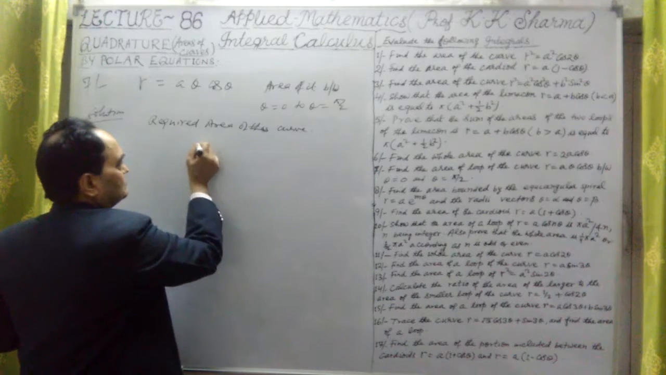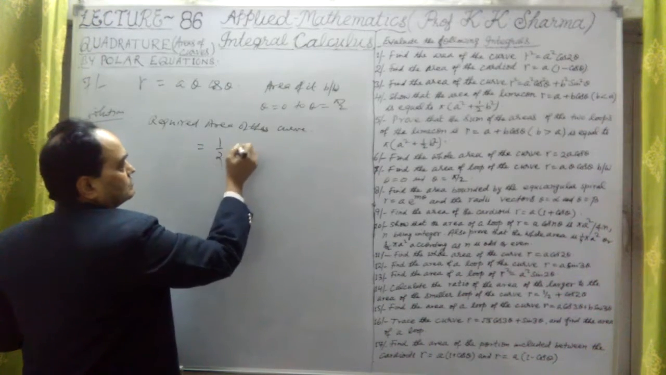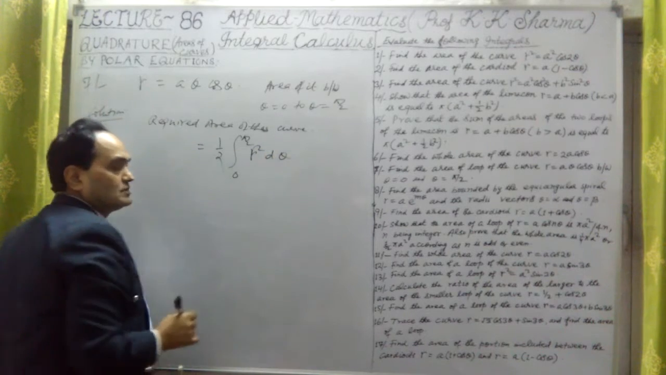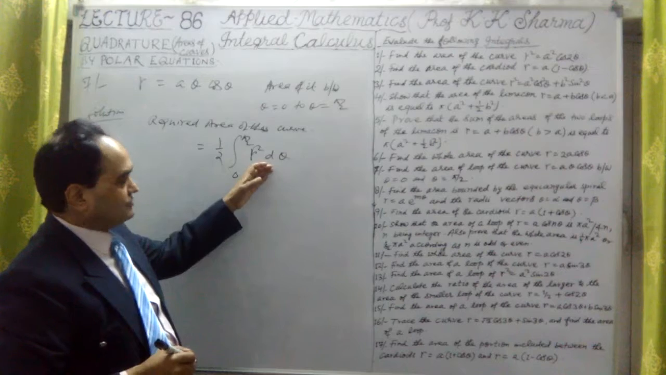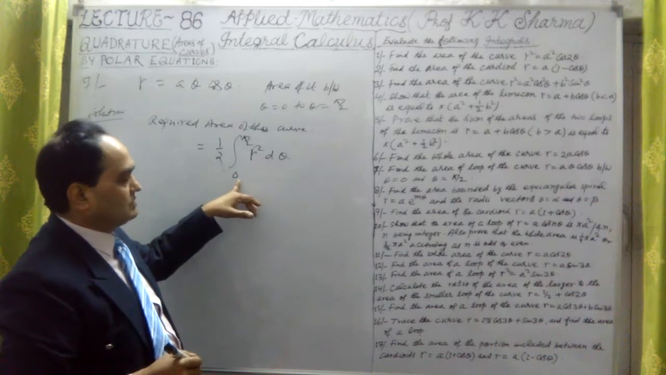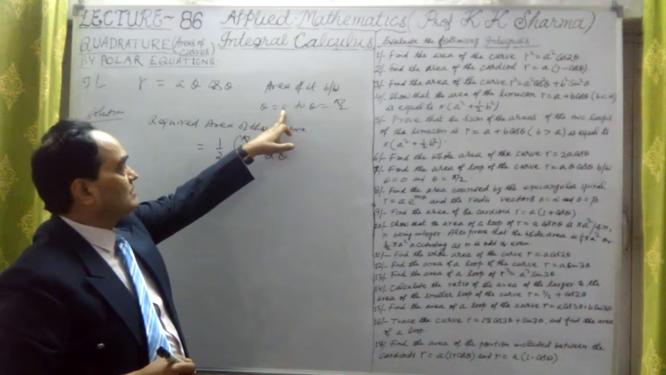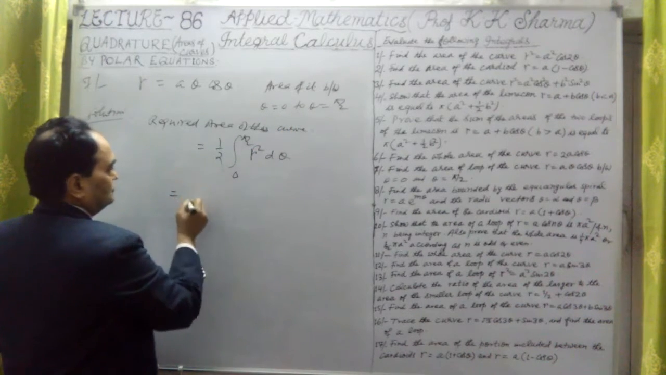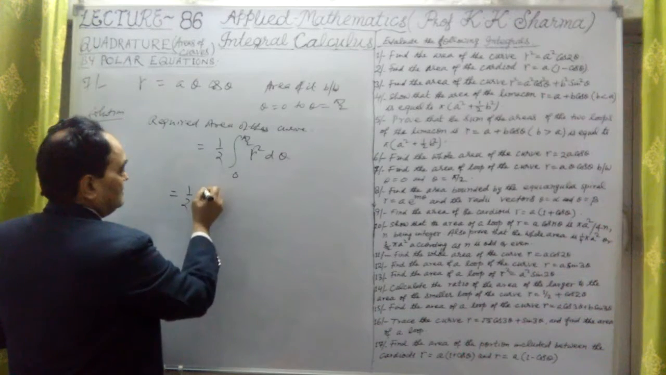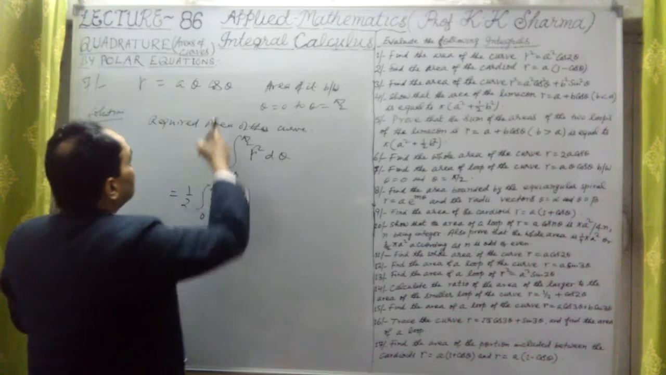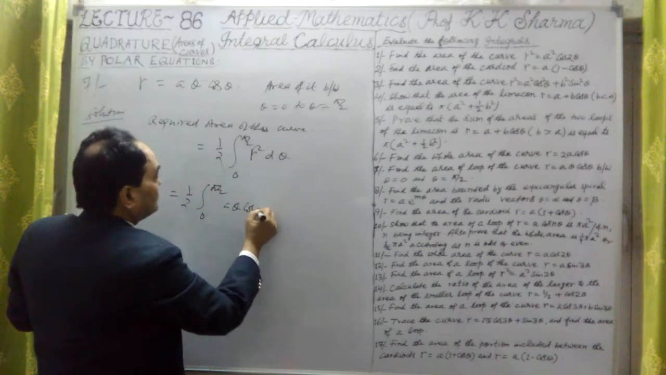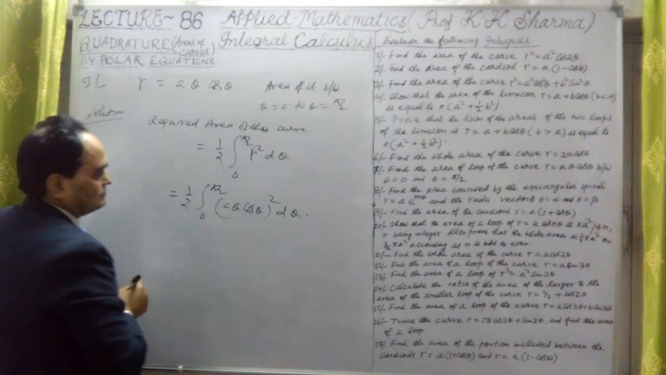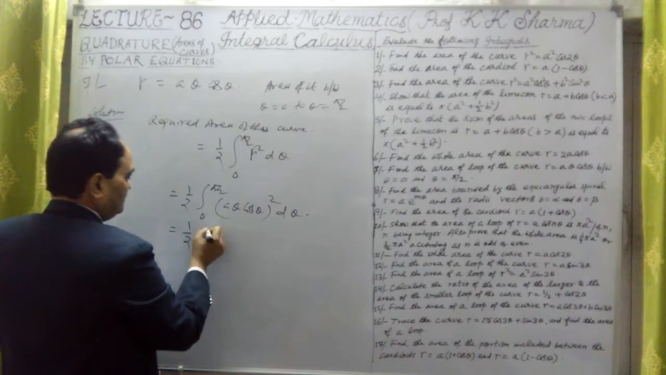So the required area of this curve is equal to half, integral from 0 to pi by 2 of r square d theta. We know this formula for polar equations; I proved in the beginning that the limits are alpha to beta. Here alpha is 0 and the upper limit beta is pi by 2. Now let me put the values: half integral 0 to pi by 2 of (a theta cos theta) whole square d theta.